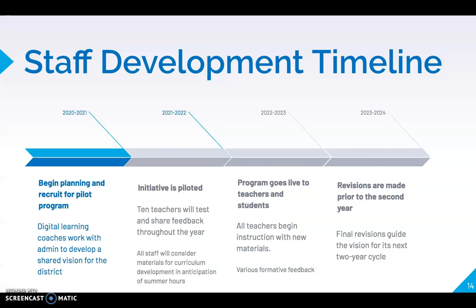So staff development, first year recruiting for the pilot program. Second year is having that program piloted, getting feedback, having staff start to consider what they're going to use. The year following that, so 2022, 2023, the program goes live to teachers and students. All teachers will begin with their instructional material, and then feedback will be given in a loop so that the last year there's a revision made to it. It's a robust program. Things that hadn't been thought through or things that were not foreseen are revised to make the best plan possible before going to a 2-year revision cycle and making smaller updates.